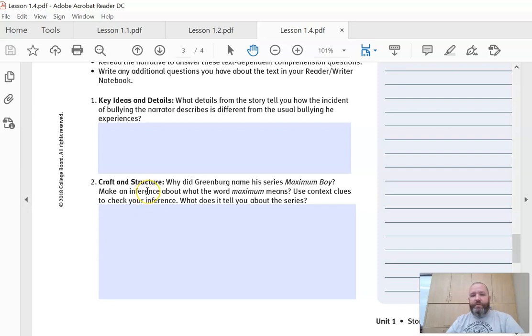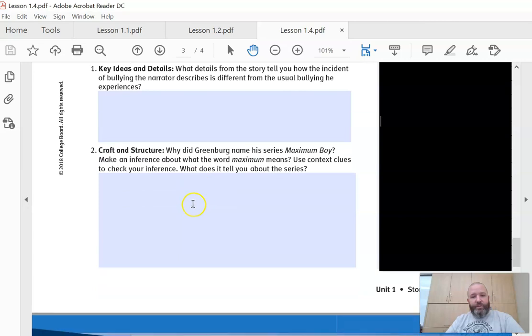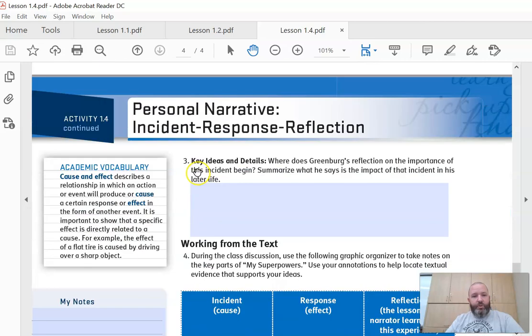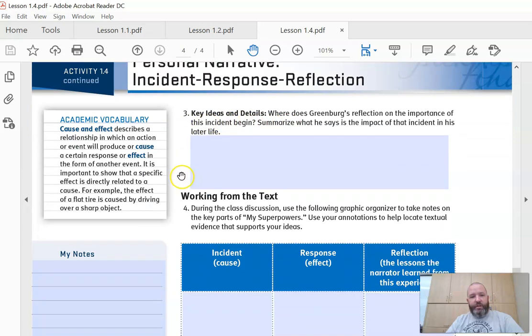Remember, to infer means you are making an educated guess based on textual evidence. Okay, so if you infer that he is a mad scientist, you need to be able to use textual evidence to show that he is going to grow up to be a mad scientist, which in this case you can't, but that's just an example. Okay, use context clues to check your inference. What does it tell you about the series? Number 3, where does Greenberg's reflection on the importance of this incident begin? Summarize what he says is the impact of that incident in his later life.